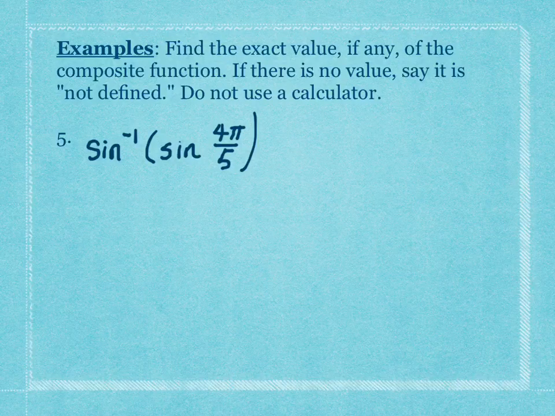Okay. So this is sine, which is the first box that you have. Is it the first one or the second one in terms of sine? First one, because it has the inverse sine outside of it. We've got an angle of 4 pi over 5. But what is the restriction for sine?